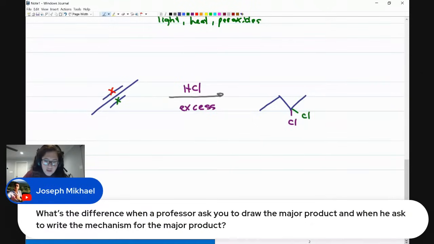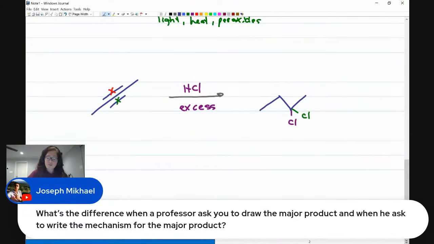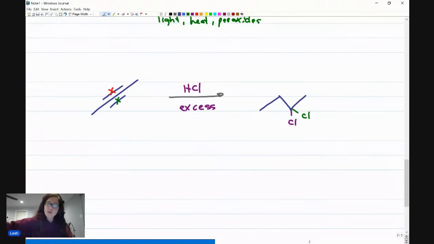What's the difference when a professor asks you to draw the major product and when he asks you to write the mechanism for the major product? If you're asked for the major product, you just draw this out. If you're asked for the mechanism, you have to show the individual step by step, the arrow, grabbing electrons, everything collapsing. So you'd have to show exactly how the electrons move to get you there.